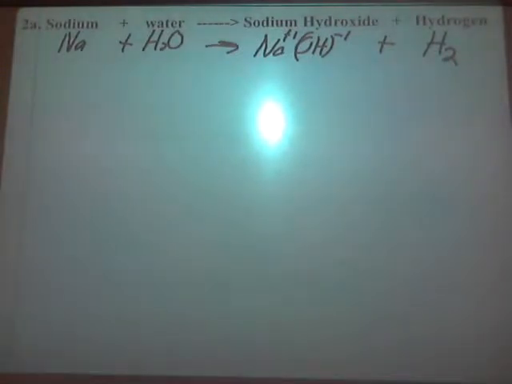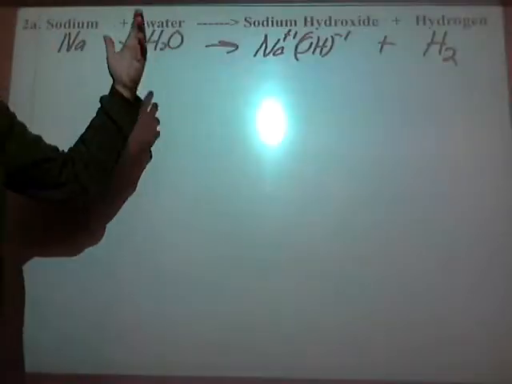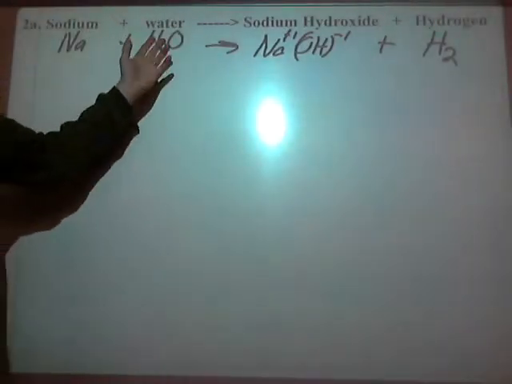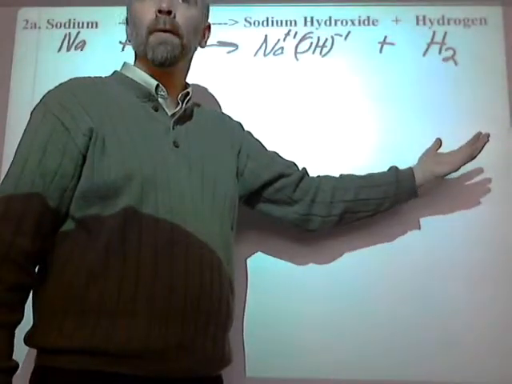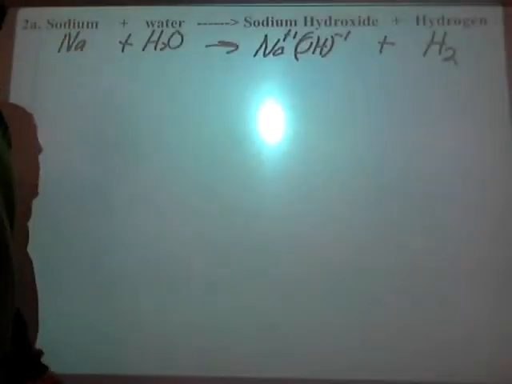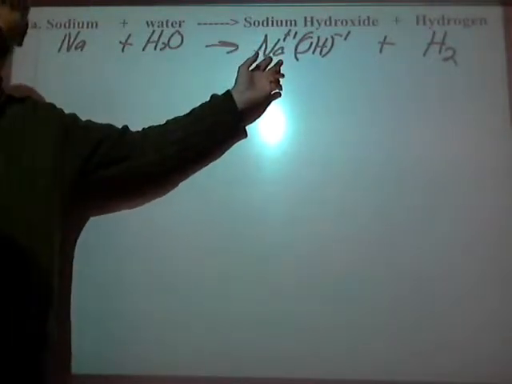Now this one is a particularly weird one to balance. Who can figure out how to balance this guy? Everybody take a second to try this one. It's a little weird. The Nas are okay. The O's are okay. But my hydrogens are weird because I've got 2 on this side, but I've got 2 and 1, 3 on that side, and they're split up. So I'm not going to just find a least common multiple in this case. I'm going to turn this guy into an even number that I can balance.